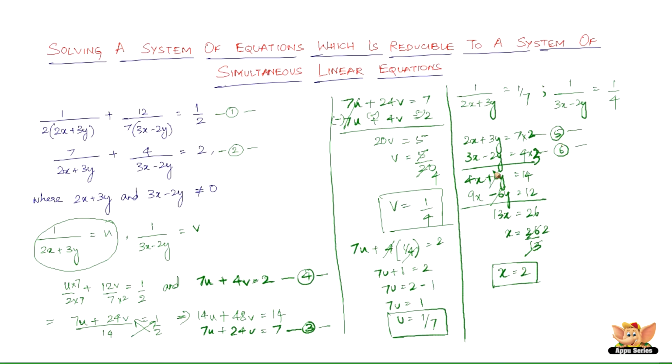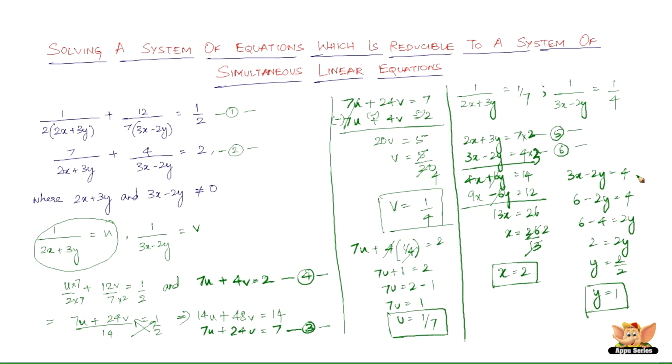Let me choose equation 6, which is 3x minus 2y equals 4. I'll substitute the value of x, which is 2. So 3 times 2 is 6, and 6 minus 2y equals 4. So 6 minus 4 equals 2y, or 2 equals 2y, or y equals 2 divided by 2, which is equal to 1. Therefore the value of y is found to be 1.